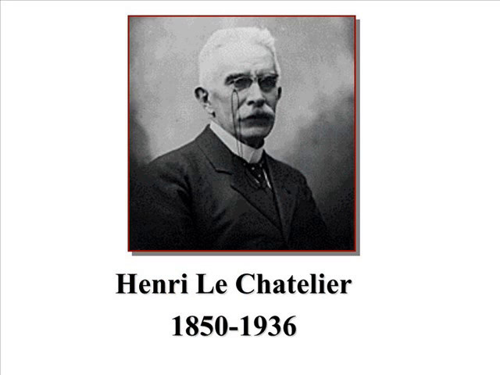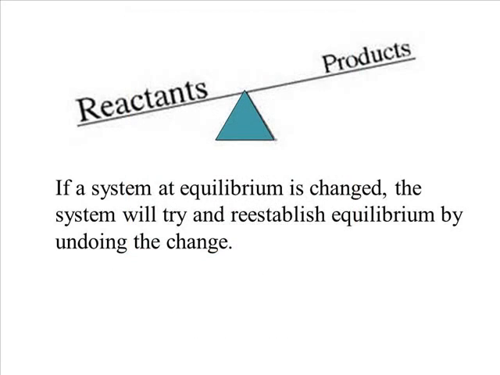Le Chatelier developed a very simple qualitative approach to figuring out what's going to happen when you change a reaction that has established equilibrium. If you have a system that has already established equilibrium with the ratio of reactants to products, and you change something about that system, either adding or removing reactants or products, changing temperature, pressure, whatever you change, the system is going to try to undo that change that you did to it to try to reestablish equilibrium.